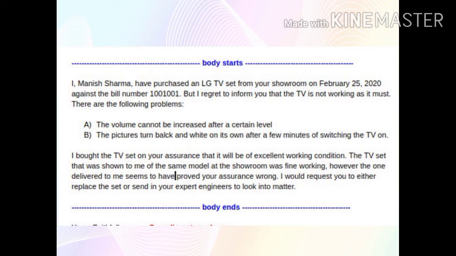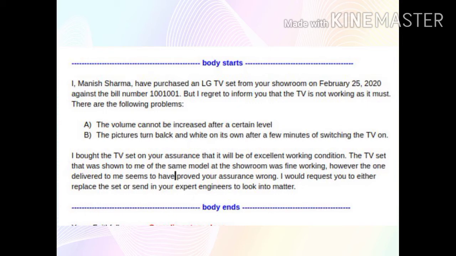First is the product, second is the date of purchase, third is the bill number, fourth is the amount of purchase. These 4 things should be mentioned in the introduction paragraph of the complaint letter. Just one simple sentence you need to write. And then the second paragraph, you can either put it as points or write it as a paragraph. Either way it is correct.